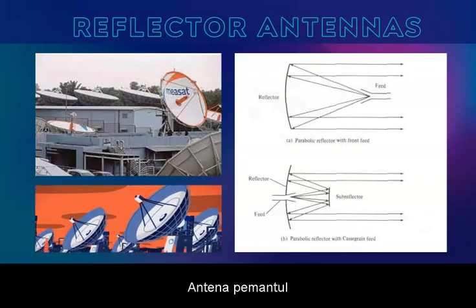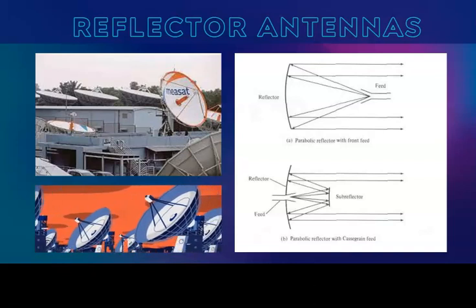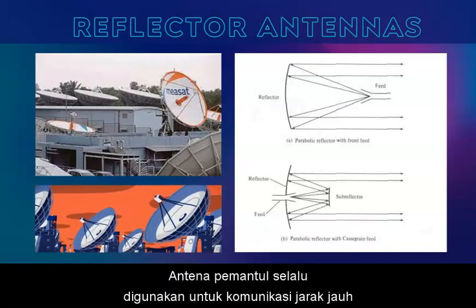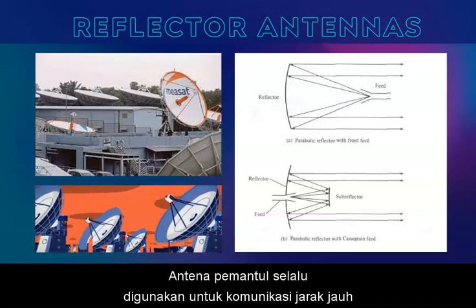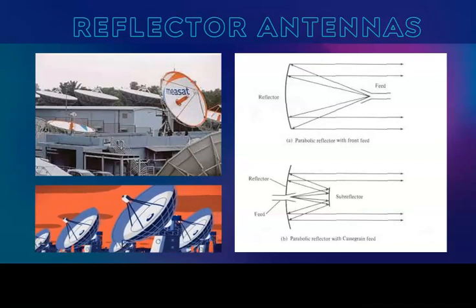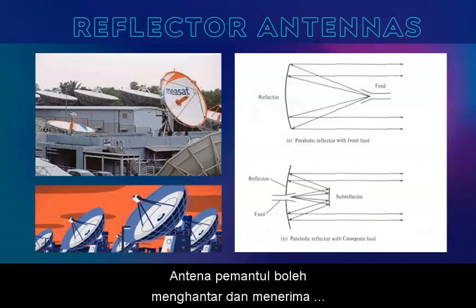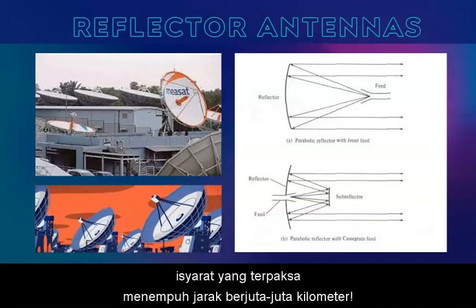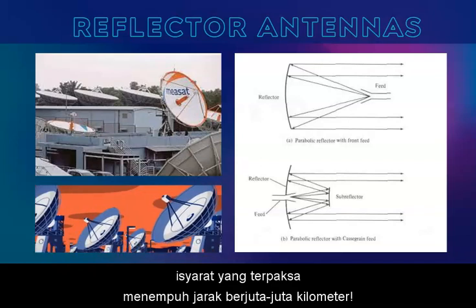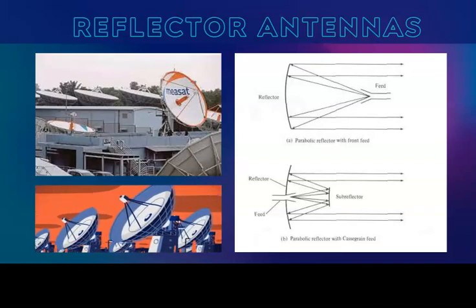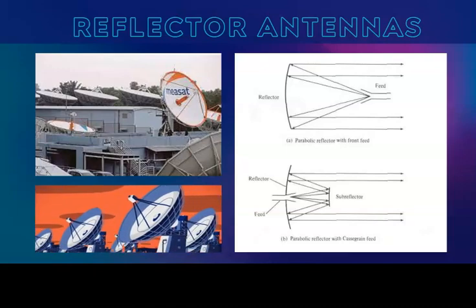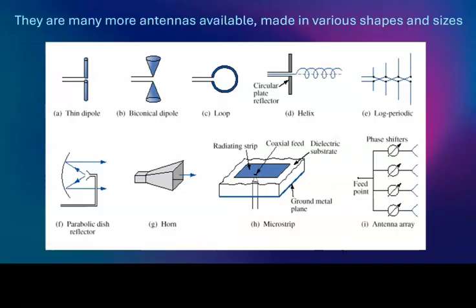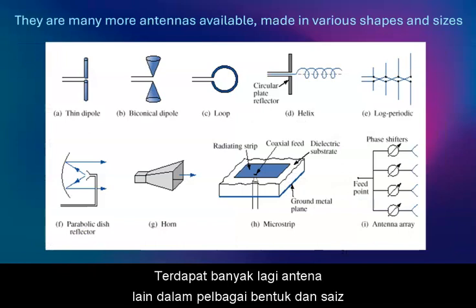Finally, we have reflector antennas. These antennas are in popular demand due to the need to communicate over great distances. A reflector antenna is very sophisticated because it can transmit and receive signals that have to travel millions of miles. There are actually many more antennas available in the market, which are made in various shapes and sizes.